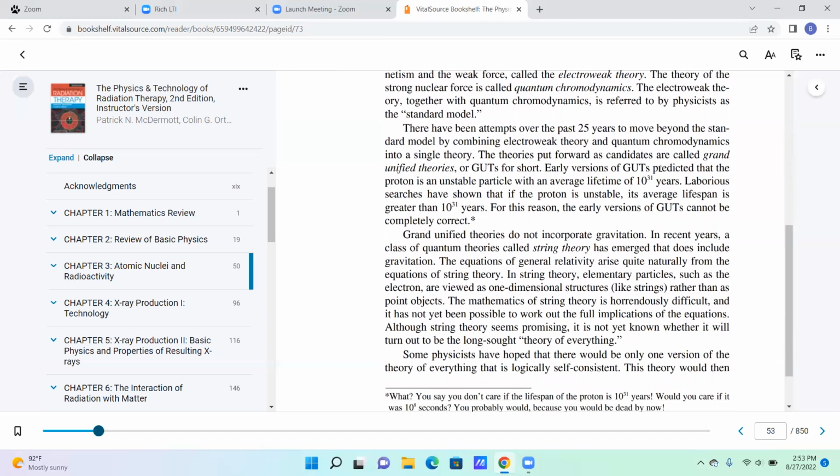The theories put forward as candidates to combine these into a single theory are the grand unified theories, or GUT for short. Grand unified theories do not incorporate gravitation.